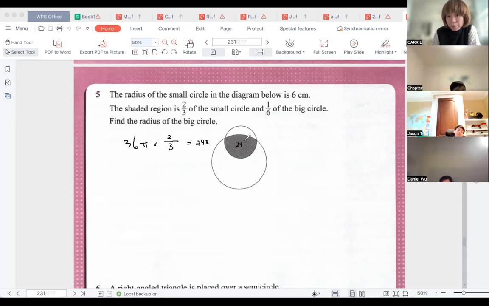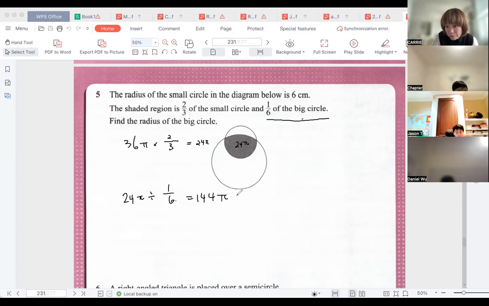Chapter? Very good. So this is 24 pi, right? But this is also 1 over 6 of the bigger circle, right? So chapter, by knowing this part is 24 pi, can we know what is the area of the bigger circle? Can you tell me? It's 24 pi do what? Divided by 1 over 6. Get it, chapter? Because this is 1 over 6 of the bigger one. So we know 1 over 6 is 24 pi. All together equals what? It's 144 pi. The bigger circle.